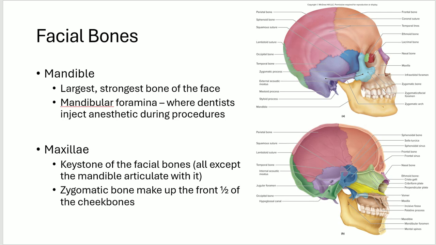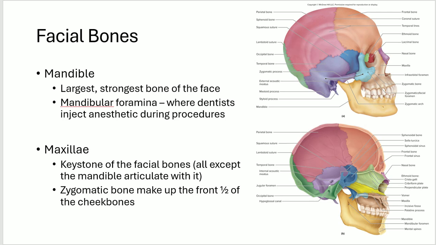So anyways, the mandible, that's the largest, strongest bone of the face. That is the lower jaw, okay? So the mandible's the lower jaw, and there is a small hole called a mandibular foramina or foramen. Anytime you see foramen, that's a hole. Mandibular foramina is a hole in the mandible.